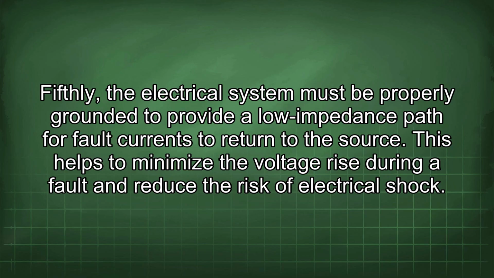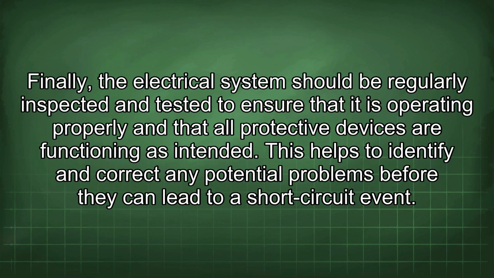Fifthly, the electrical system must be properly grounded to provide a low impedance path for fault currents to return to the source. This helps to minimize the voltage rise during a fault and reduce the risk of electrical shock. Finally, the electrical system should be regularly inspected and tested to ensure that it is operating properly and that all protective devices are functioning as intended. This helps to identify and correct any potential problems before they can lead to a short-circuit event.